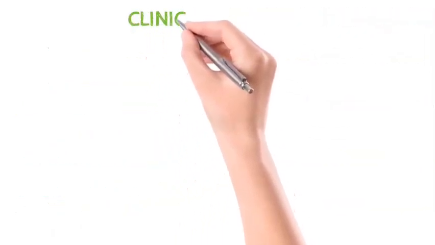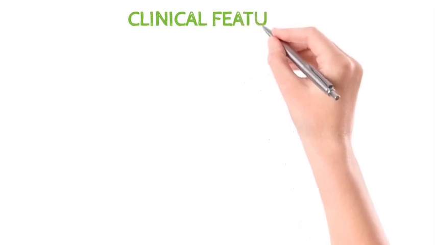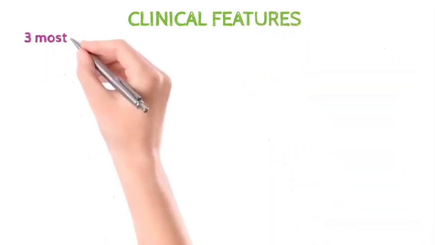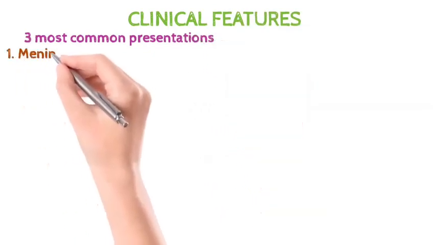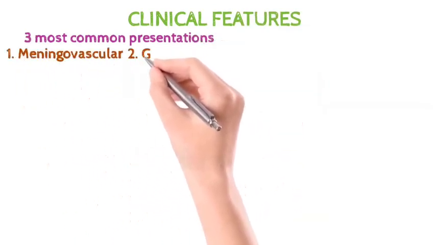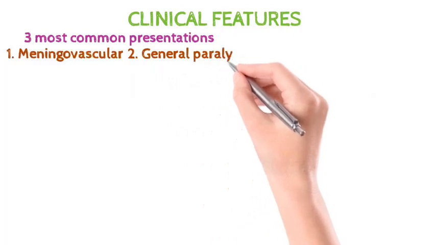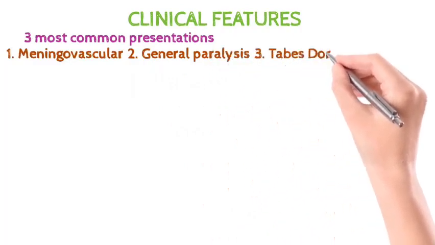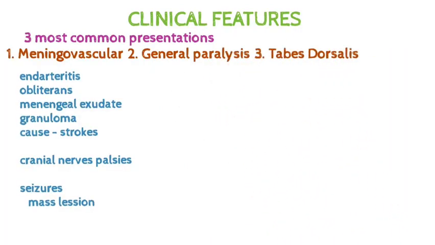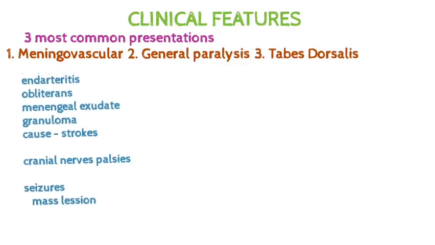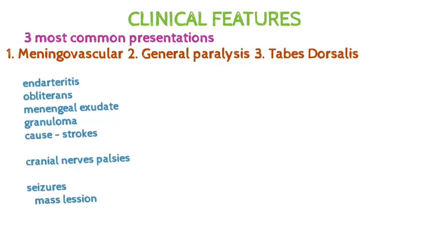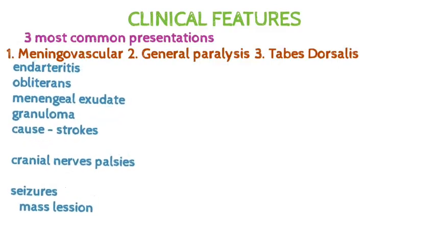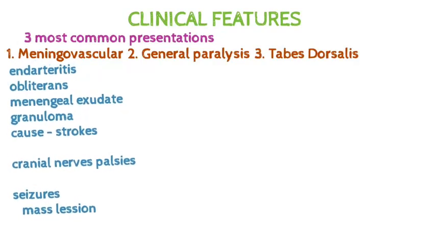Now, we will look at the clinical features of neurosyphilis. Neurosyphilis shows three most common presentations. First is meningovascular, which affects the blood vessels. Second is general paralysis and the third is tabes dorsalis. Here we will discuss one by one. Meningovascular causes endarteritis obliterans and meningeal exudate granuloma, causing stroke, cranial nerve palsy, seizures and mass lesion.